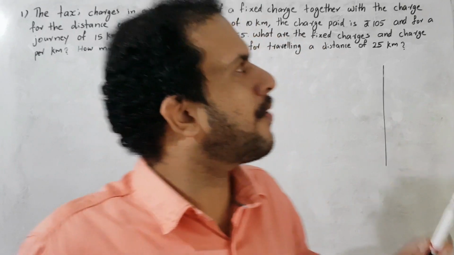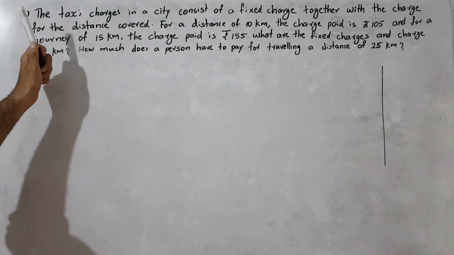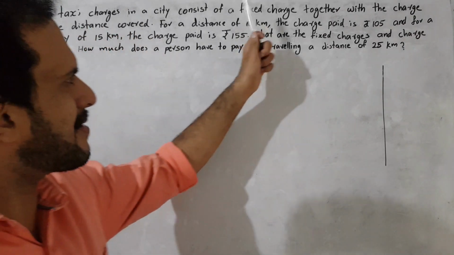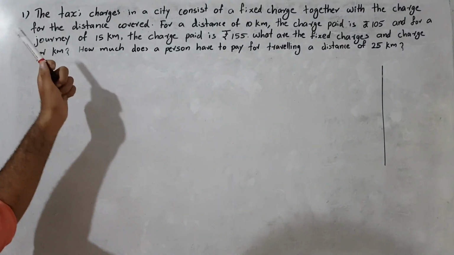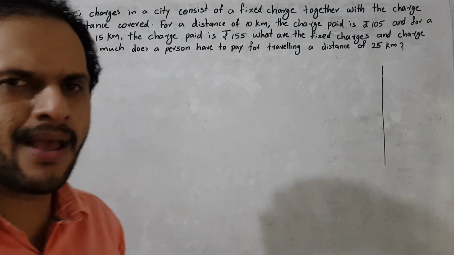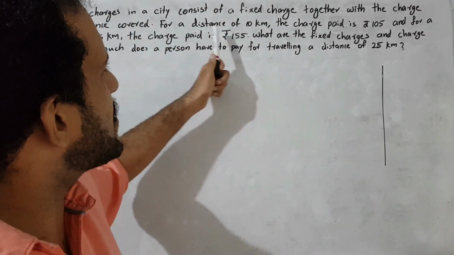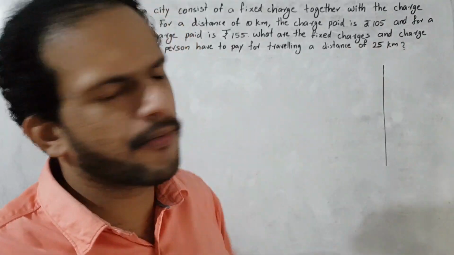That is the first question. Our first question is given like this: the taxi charge in a city consists of the fixed charge together with the charge for the distance covered. Okay, I think you got that idea. Then for a distance of 10 km the charge paid is rupees 105.